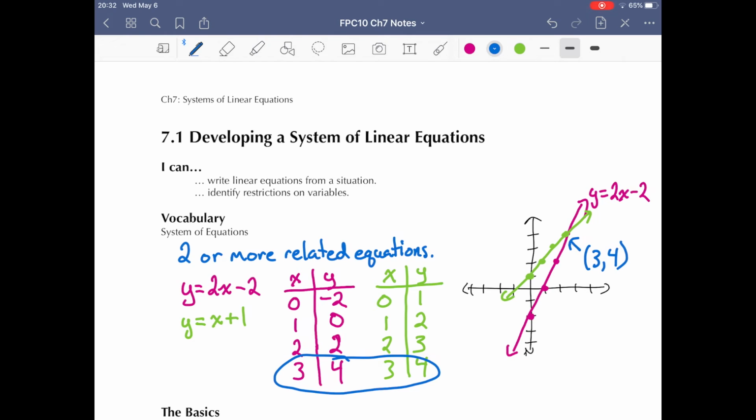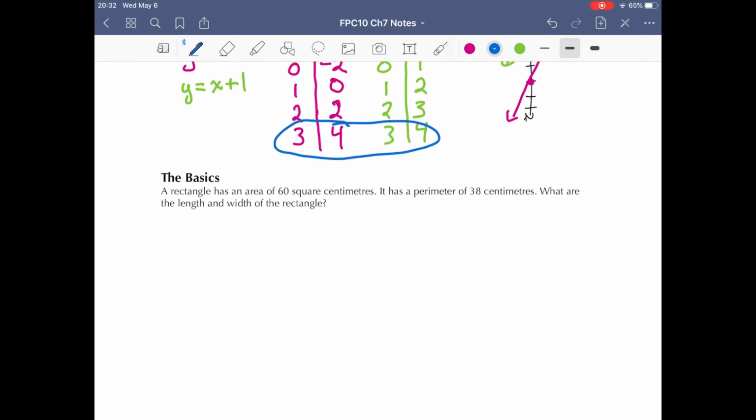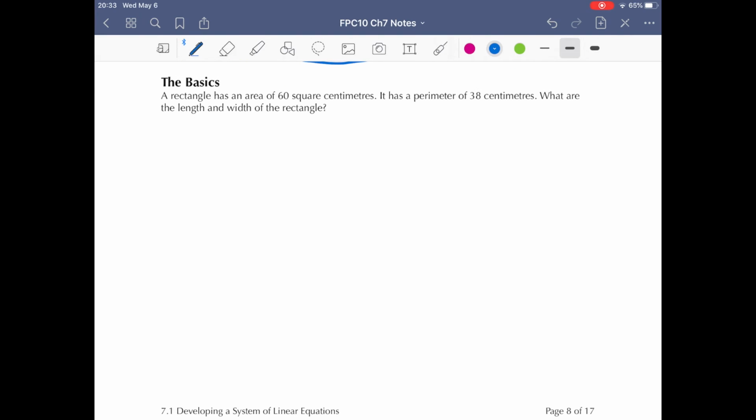So when we have two or more related equations, we write them out, and then we look for the solution that they share. We can do that by guessing with a table of values, or we can do that with a graph. Now in this section, we are going to practice taking a situation and writing a system of equations. So let's take a look at this first scenario. A rectangle has an area of 60 square centimeters. It has a perimeter of 38 centimeters. What are the length and the width of the rectangle?